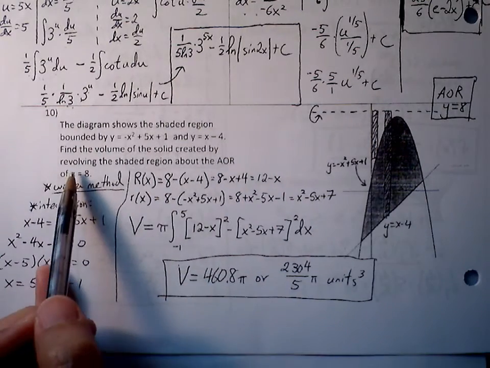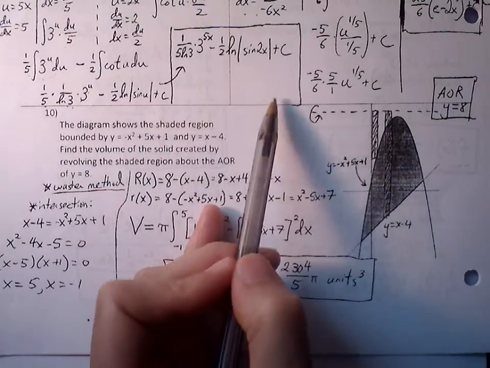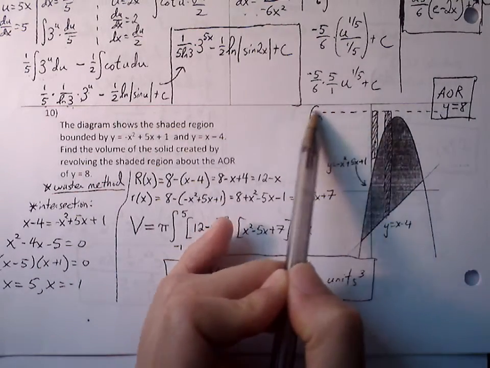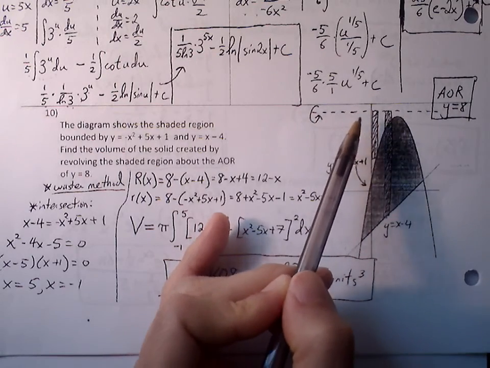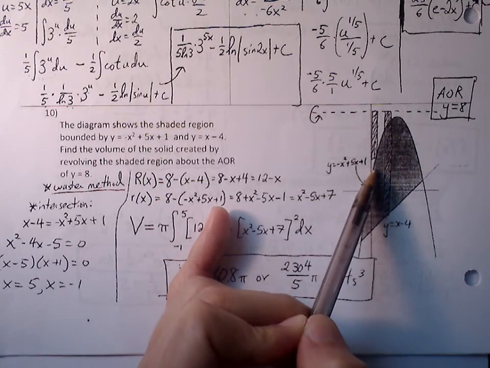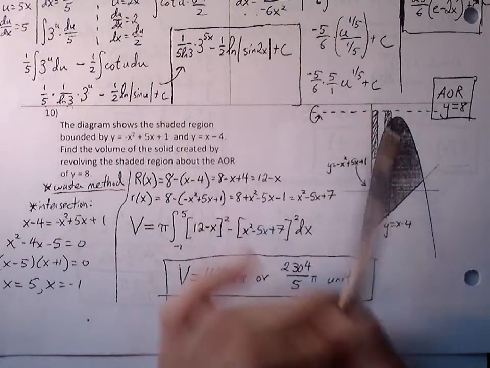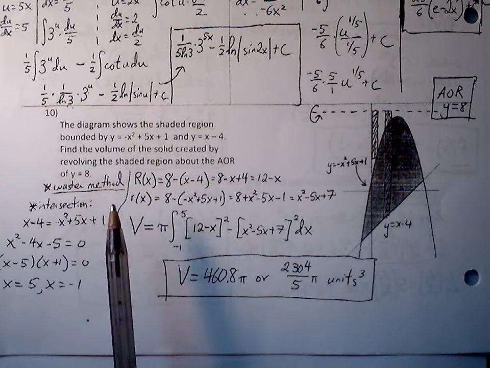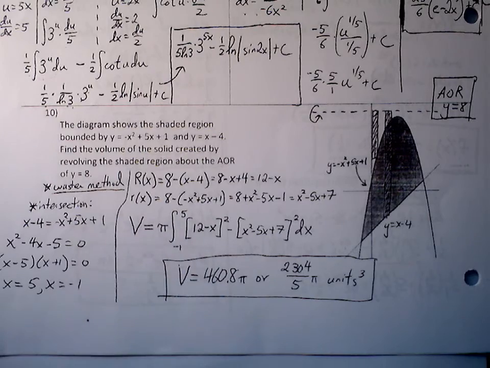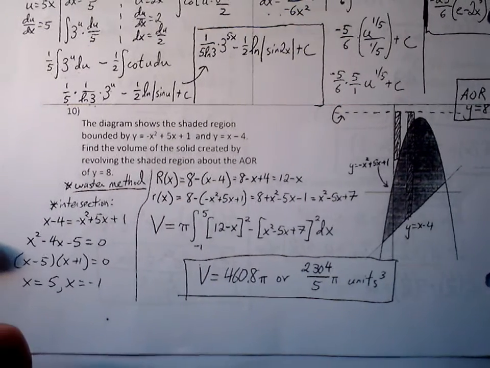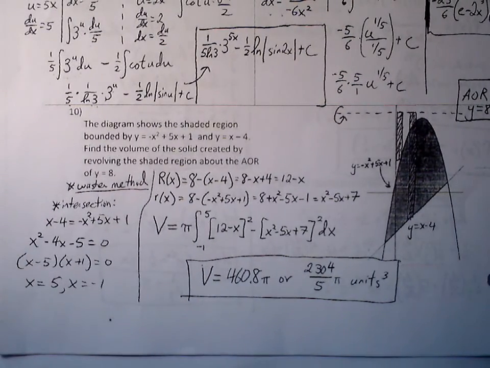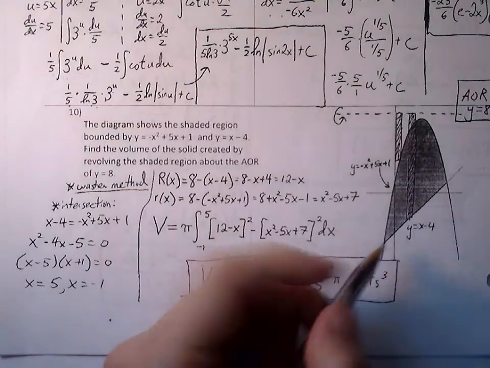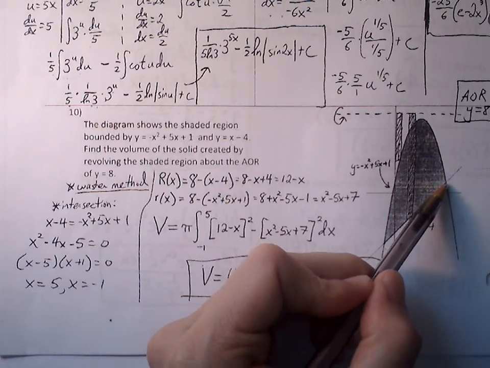So we're revolving this shaded region around the line y equals 8. So y equals 8 is this line that's here. We see there's an obvious gap between this shaded darkened region and the axis of revolution. So we're going to have to go through a washer method. Now there's going to be a gap or hole that we have to account for and make sure we subtract out. But we also need to find the intersection so we know our bounds at the furthest left of our shaded region and the furthest right of our shaded region.